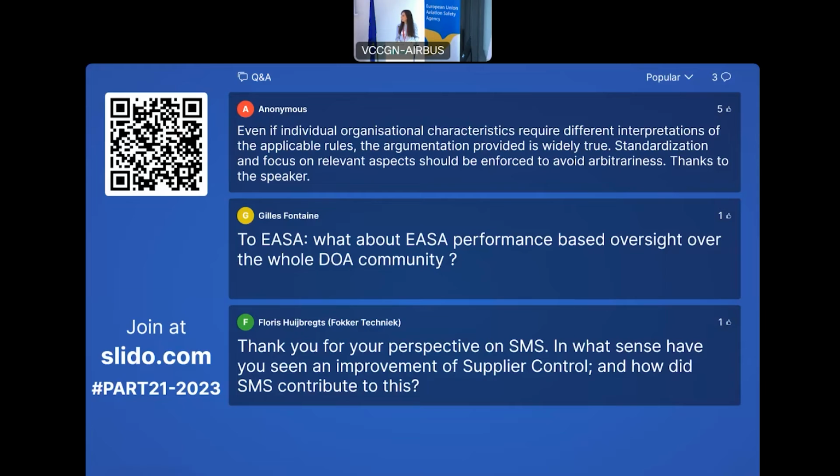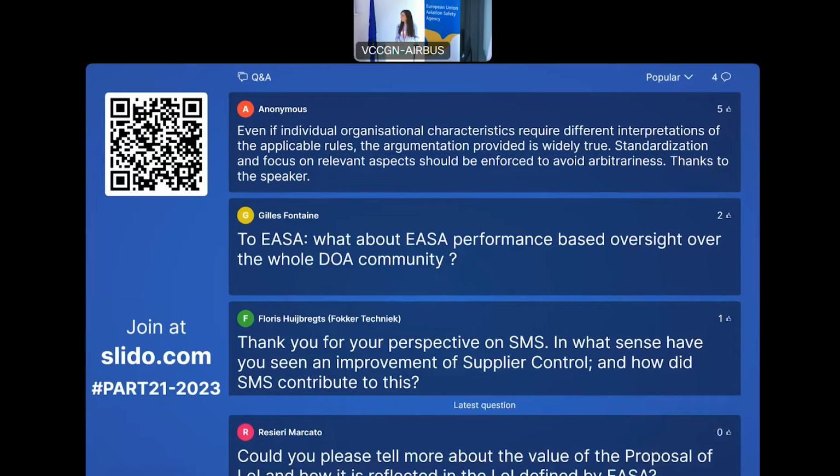The AMC material, the acceptable means of compliance, is already out. So it's not the same situation as with safety management systems. With safety management systems, there was a delay in the availability of the AMC. For ISMS, it's already out. We have more time to prepare for the pilot projects. For the pilot projects for ISMS, we will also have the support of our colleagues from the cybersecurity section. And it should be better than what happened with SMS.